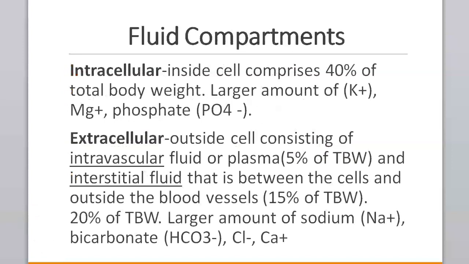Remember these compartments that have to do with where fluid and electrolytes are more plentiful. You have your intracellular, which is inside the cell and comprises about 40% of your total body weight. There's a larger amount of potassium, magnesium, and phosphate within the cell. Outside the cell, this is that intravascular fluid, your vascular space, and your interstitial fluid. That's between the cells and outside the blood vessels. And this is about 15% to 20% of your total body weight. Larger amount of sodium, bicarbonate, chloride, and calcium.